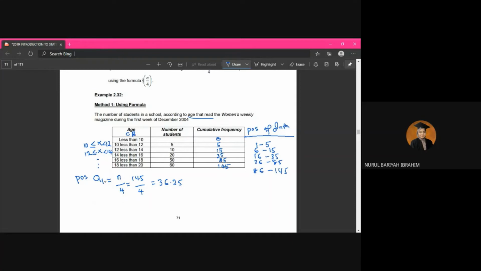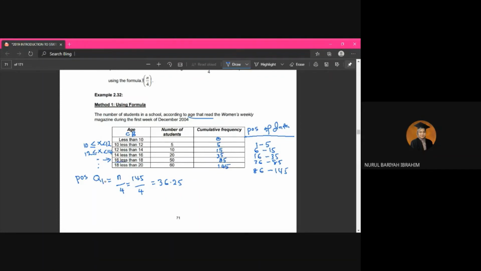Okay, here, right? The fourth class, which is 16 until 18, contains our Q1. So for the position of Q1, we look at the position of data. Earlier we got 36.25. So, observe here which interval contains 36.25. So, we want to find Q1. This is just finding the position. To get the value of Q1, we take it from the variable. Our variable is age.